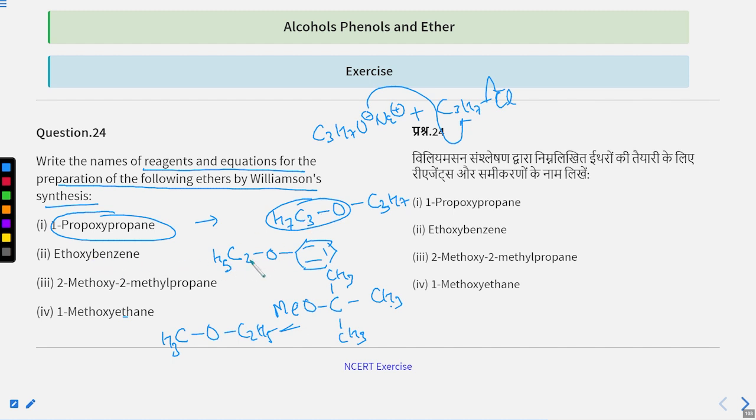For ethoxybenzene, what will we take? For ethoxybenzene, we will take C2H5X, bromide, suppose, and it is treated with phenoxide ion.